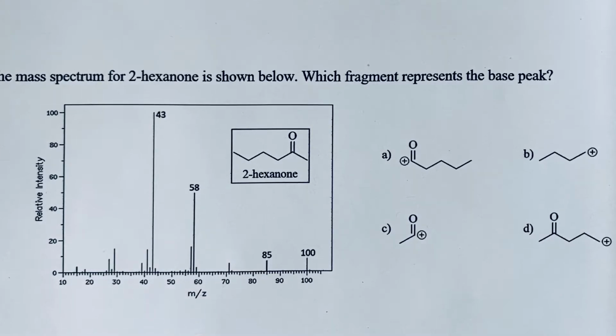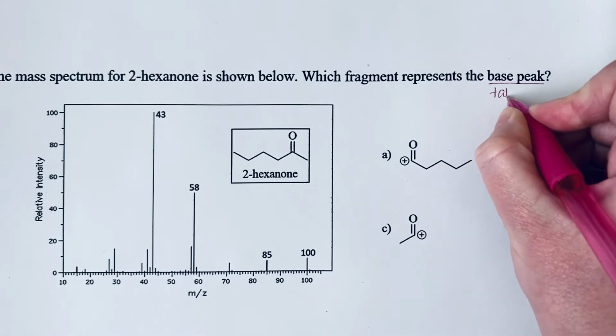The mass spectrum for 2-hexanone is shown below. Which fragment represents the base peak? So we need to define the base peak. This is the tallest peak in your spectrum.